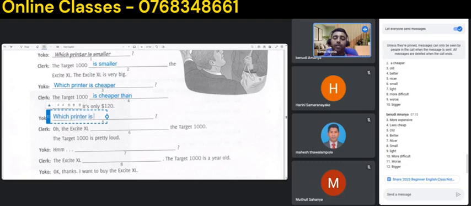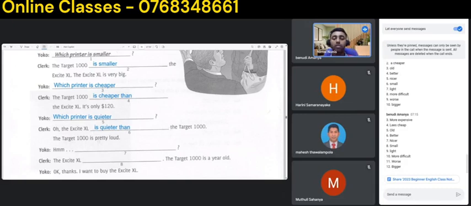Which printer is quieter? No, we are using the comparative form. Quiet means there is not much noise. Which printer is quieter? The Excite XL is quieter than the Target 1000, the printer. The Excite XL is quieter than the Target 1000.